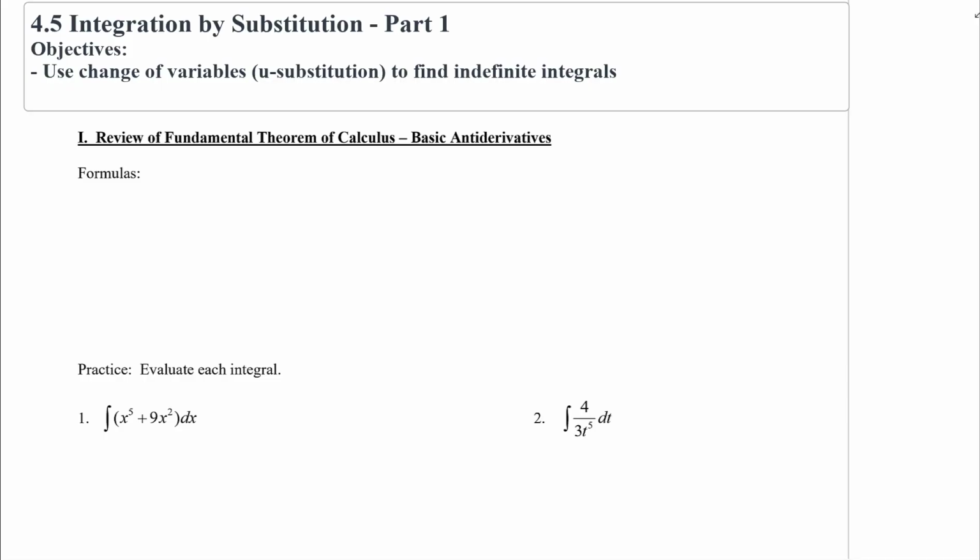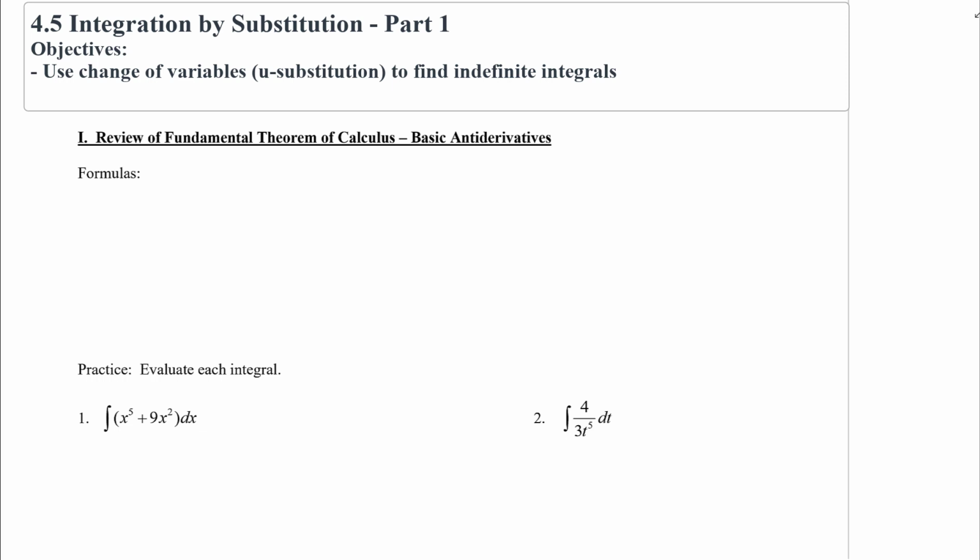Integration by Substitution, Part 1, Objectives. Use change of variables, U-substitution, to find indefinite integrals. We will start with a review of the fundamental theorem of calculus, basic antiderivatives. And we're going to begin with some formulas.